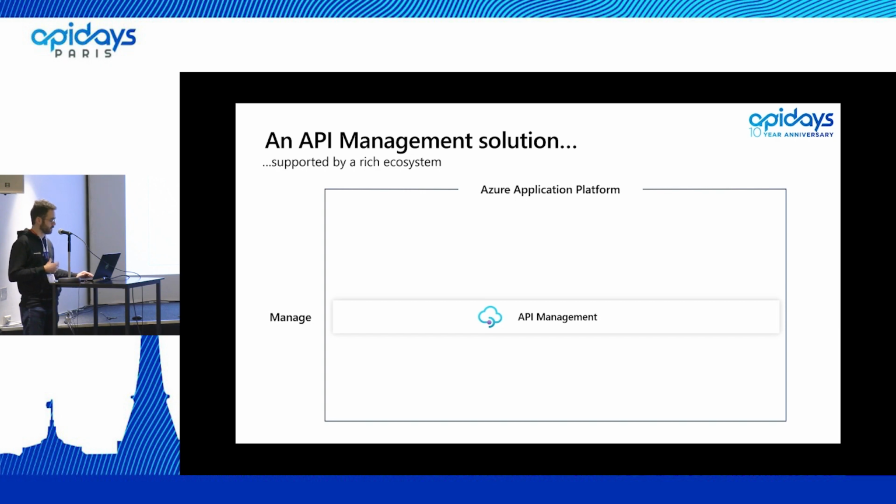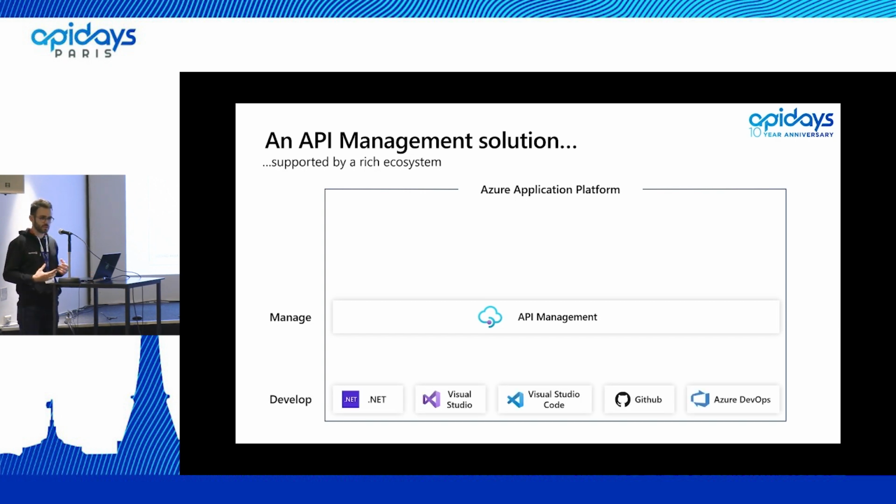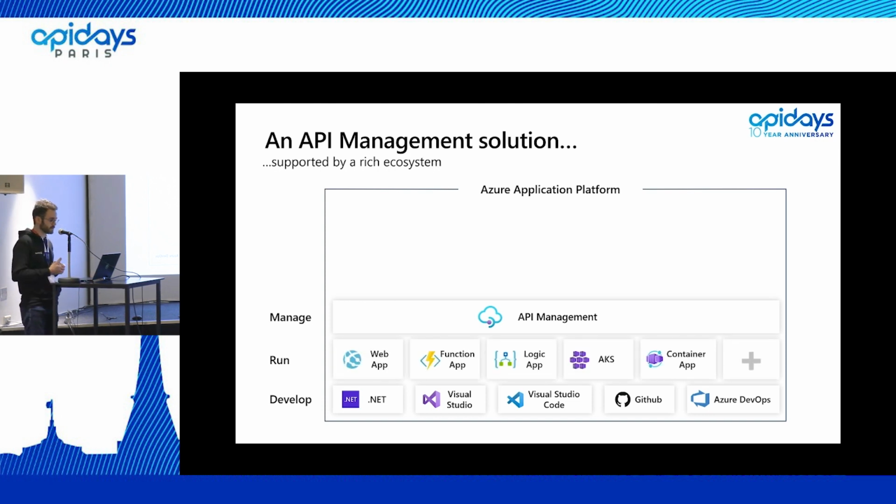You have other services to compose your application platform. So API management is to manage your API, but if you want to develop your APIs, you can rely on our technologies like .NET, obviously, but also Visual Studio, Visual Studio Code, GitHub, Azure DevOps for the CI/CD deployment part. If you want to run your APIs on some backend, you have many ways. There is a plus button that we can't see on the screen, which means that this is the first proposition: function app, logic app, AKS, container apps, web apps, and so on. That's not the purpose of this presentation, but we have also other services to host your own APIs.